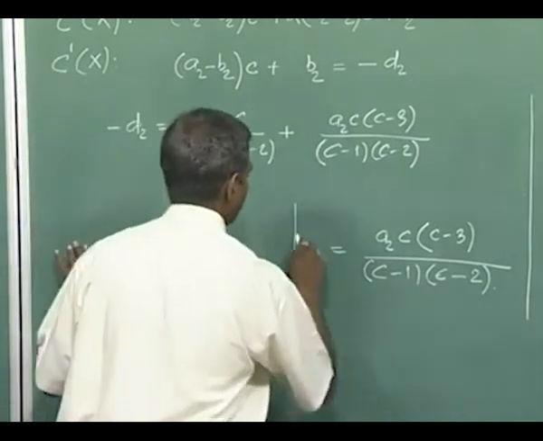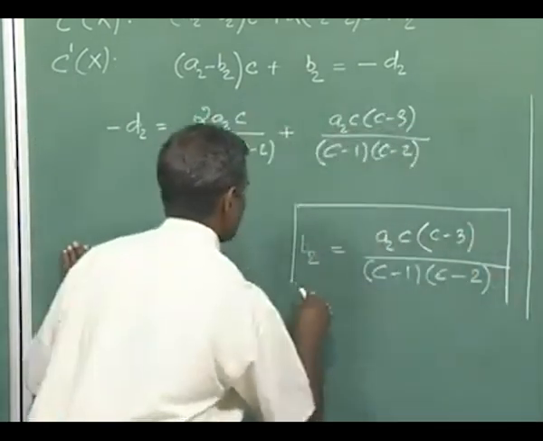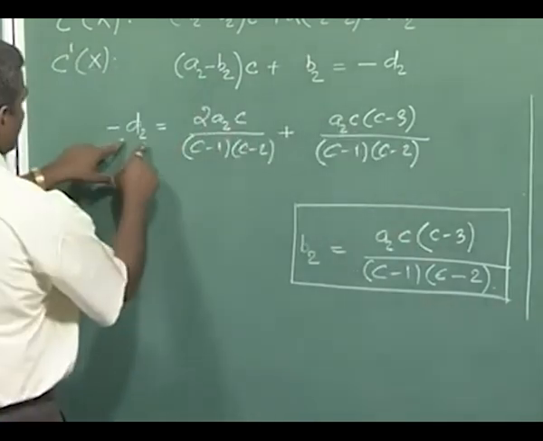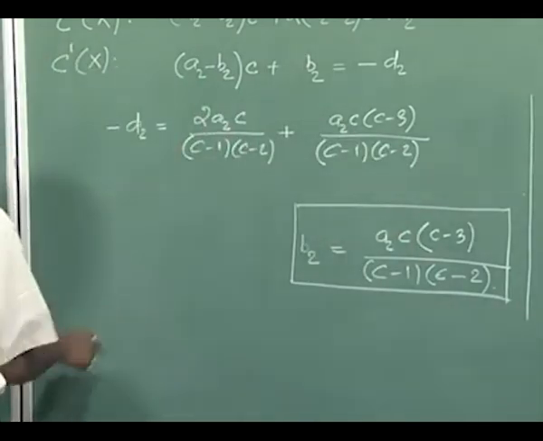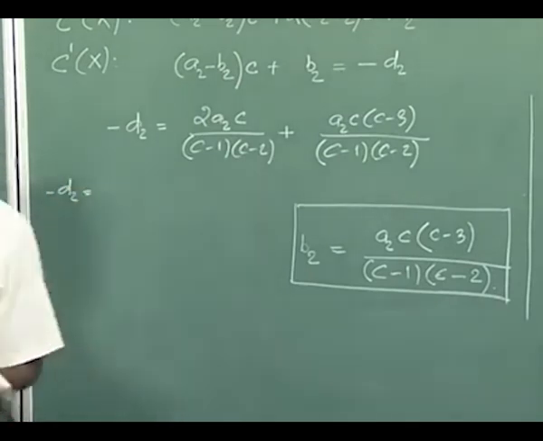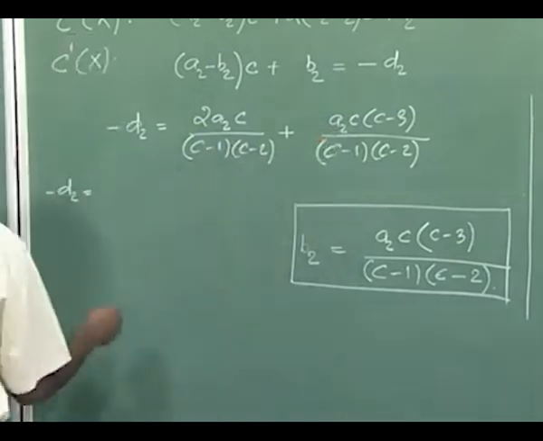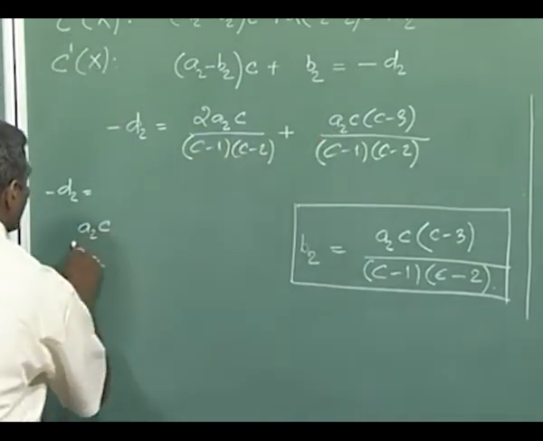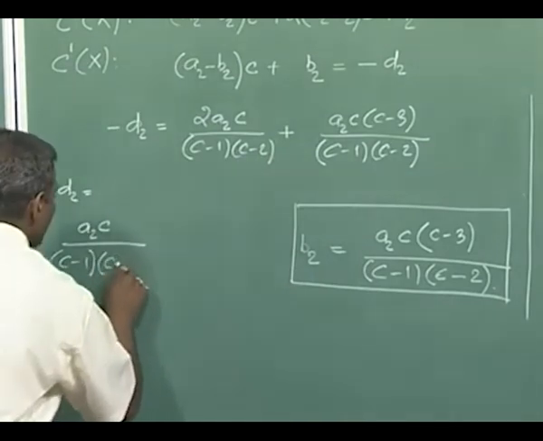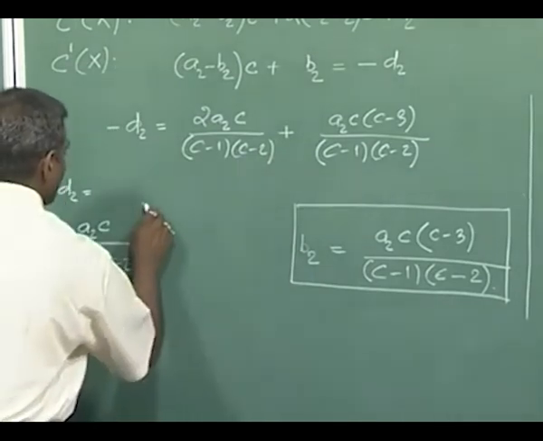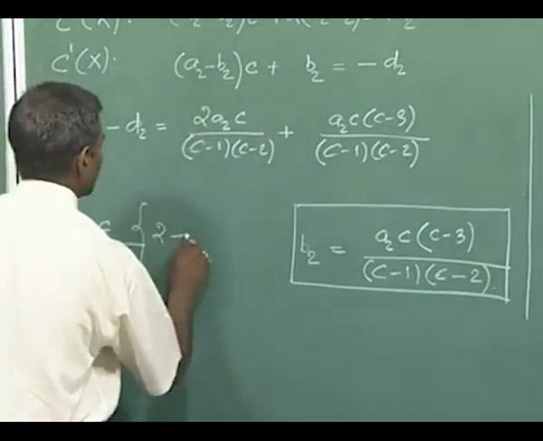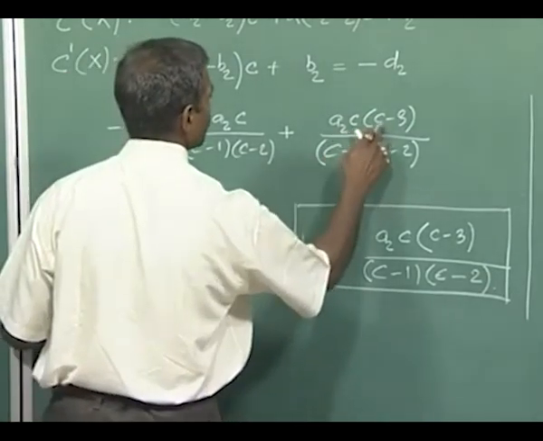Let me block B2 for now so that I don't disturb it, and let me try to simplify for D2 over here. So minus of D2 equals A2C are common, and so is the denominator. And I'm left with 2 plus C minus 3.